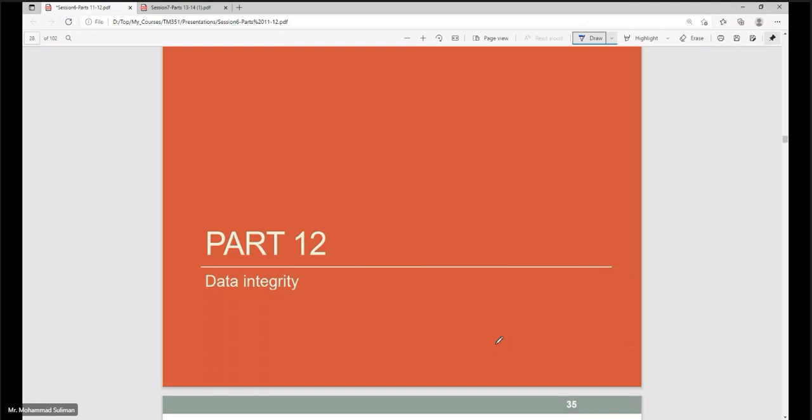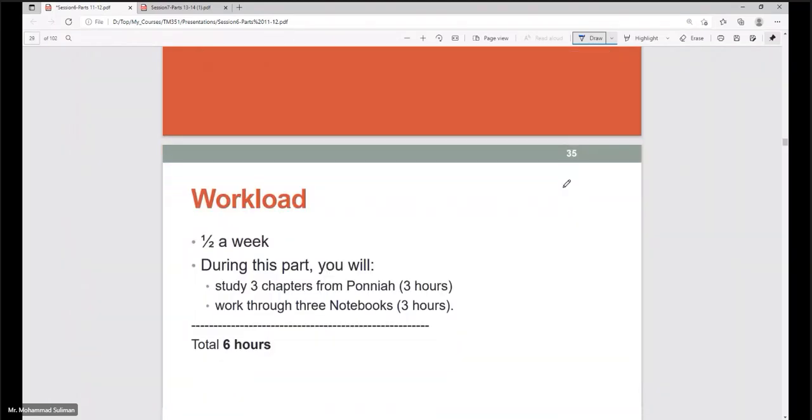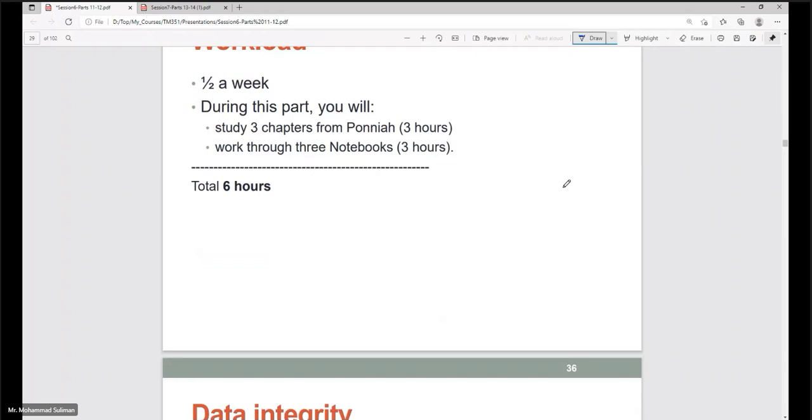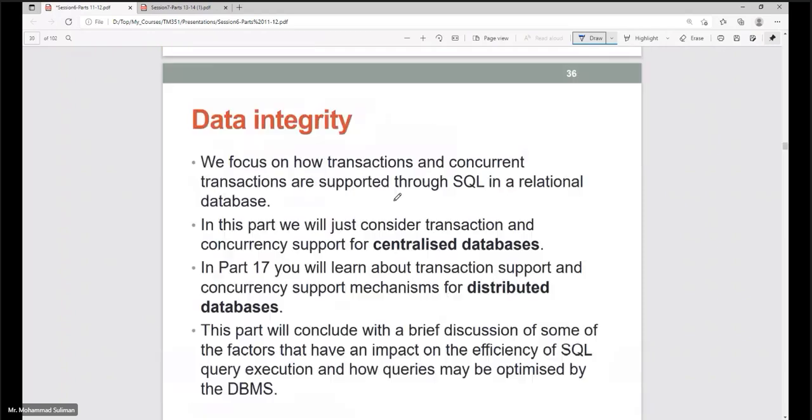Okay. Now we'll move to part 12, which is talking about data integrity. This is a very important part, and it is conceptual: how the system works with the data, and how the integrity and consistency of the data is maintained when we are doing transactions. So in this part, we focus on how transactions and concurrent transactions are supported through SQL in a relational database.